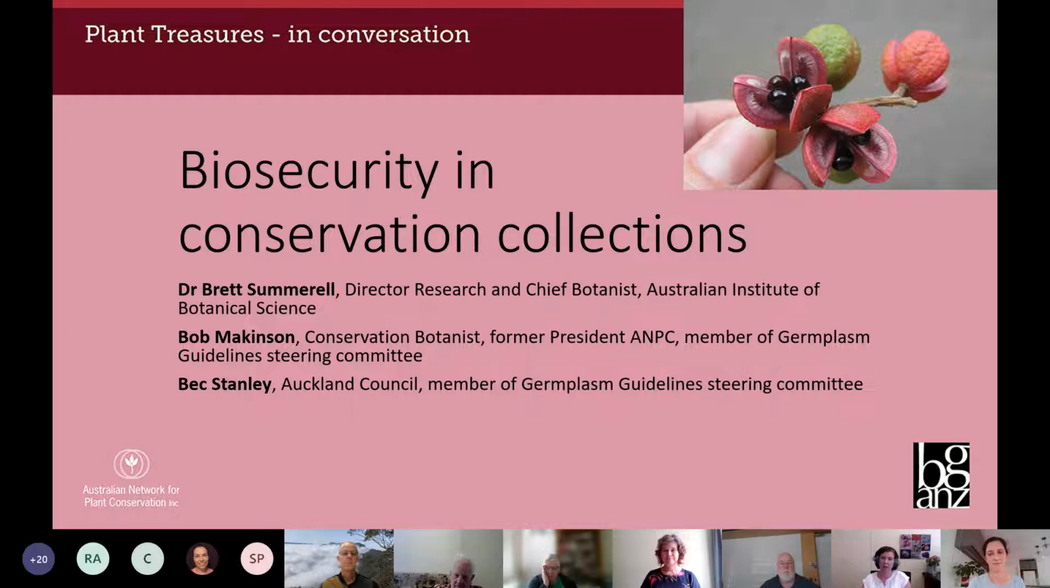and its impacts. Bob Makinson will talk us through the precautions required to avoid introducing disease at each step in the process of acquiring, maintaining and using plants in a range of different settings. And then Beck Stanley will conclude the presentations with a case study on managing ex situ collections in the garden and nursery that are highly susceptible to pathogens and how these collections can be safely returned to the wild.